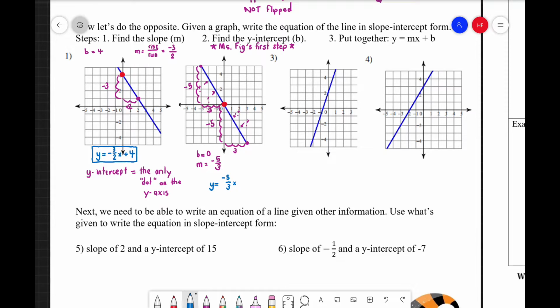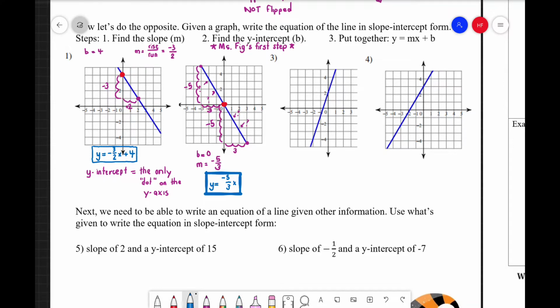So anytime you see a linear equation without a b, so you've got negative 5 over 3x, then we've got plus 0 is implied on the end there. So our origin is our y-intercept.